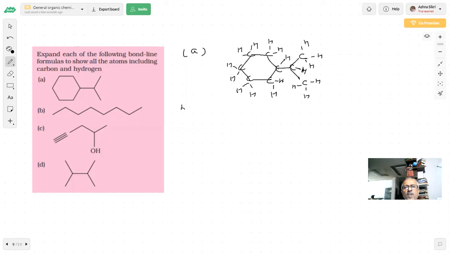Now we have question number B, students. We have to complete all the carbons and hydrogens. Practice makes a man perfect. We are going to learn basics. Organic chemistry is the most important part. After we learn, every further chapter will become easy for us to solve.